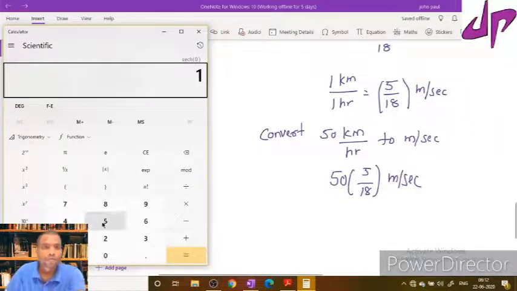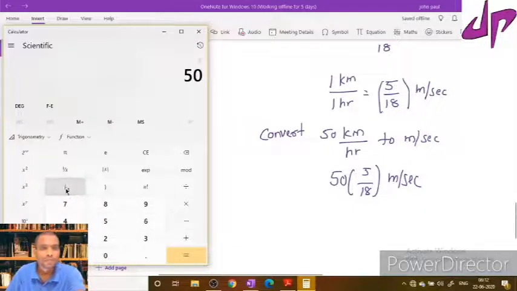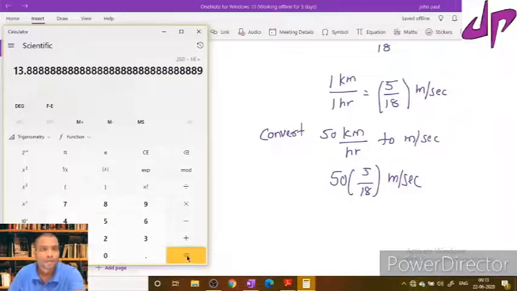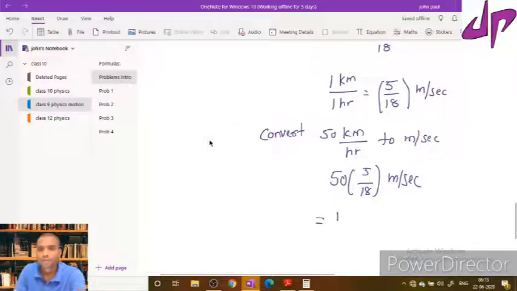So 50 of 5, just multiply 50 times 5, 250 divided by 18. If you can solve this expression, it is 13.888 meters per second.